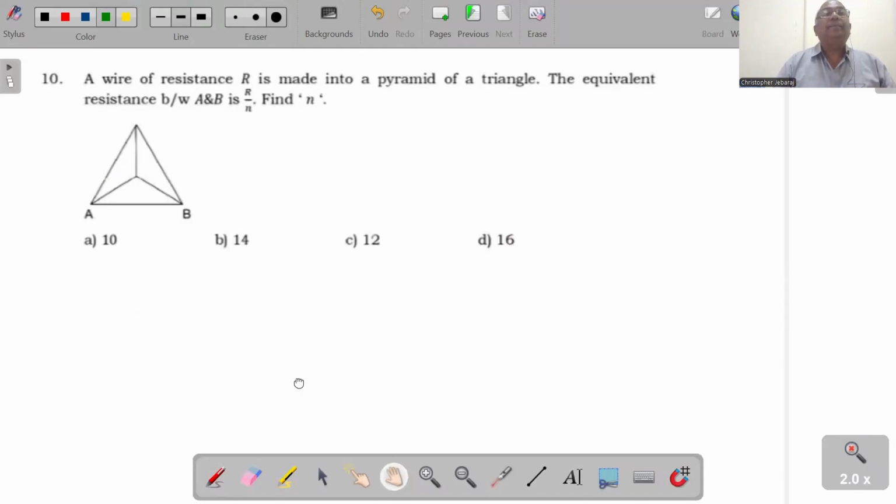A wire of resistance R is made into a pyramid of triangles. All the parts are of equal length. How many lengths are there in this diagram? There is one triangle here and another triangle here. In total there are 6 sides, so each side has resistance R/6. Now what is asked? The equivalent resistance between A and B. Listen carefully, I am going to draw the equivalent circuit diagram.